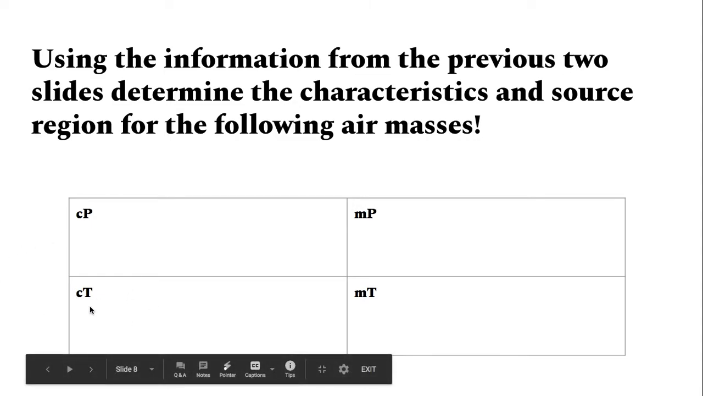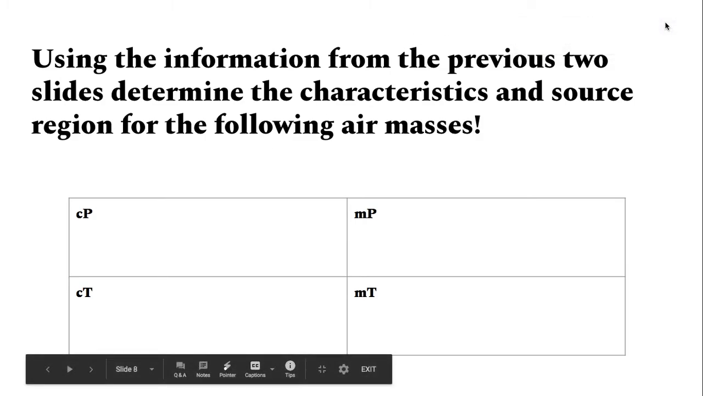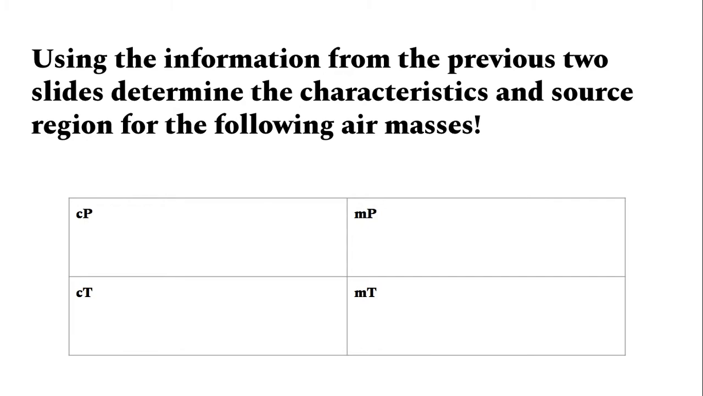All right, let's go to the bottom row now. We're at CT. So CT stands for continental tropical. So continental means it's dry. Tropical means it's warm. This might form over like a desert or a rainforest, somewhere near the equator. And our last air mass, MT, stands for maritime tropical. Maritime, again, means wet. Tropical means warm. This is going to form over tropical oceans or warm oceans. All right, so those are our 4 main air masses.